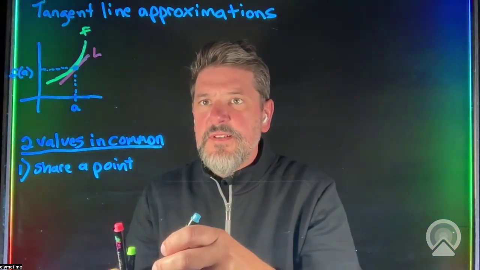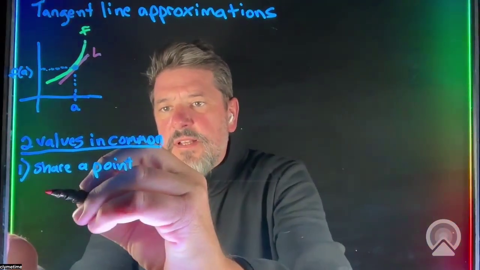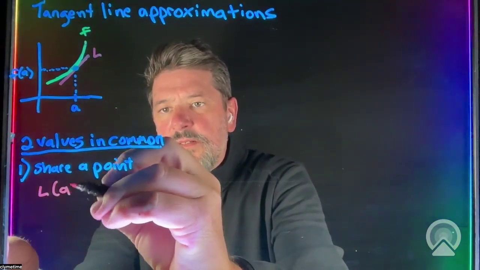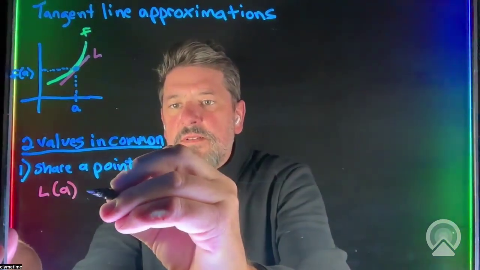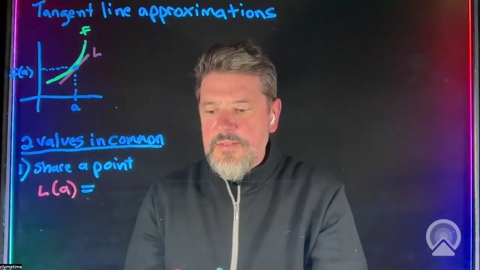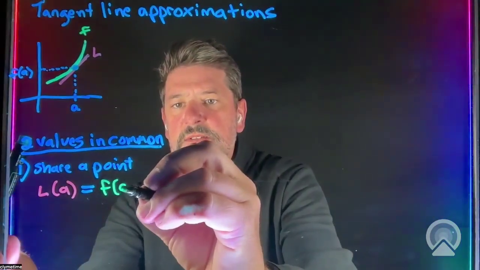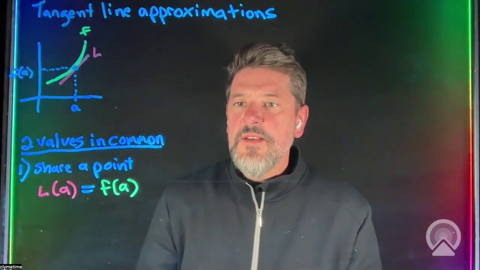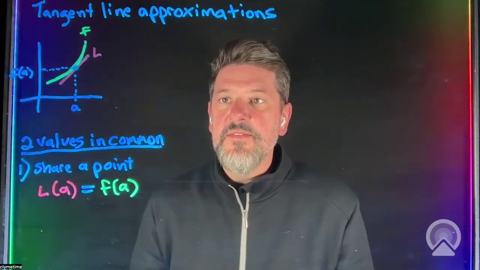So therefore, L of a is going to be equal to f of a. So they have the same point there. So L of a and f of a are the same. So at the point A, they have the same y value.